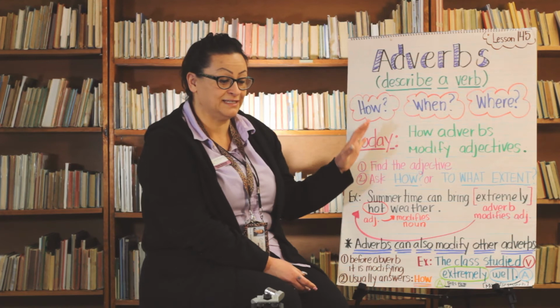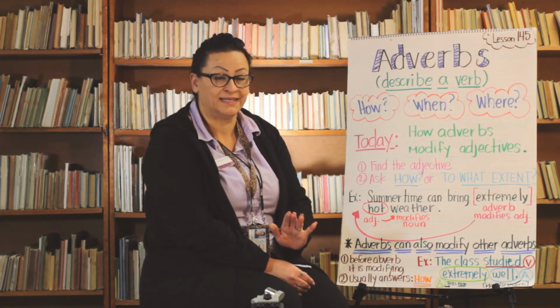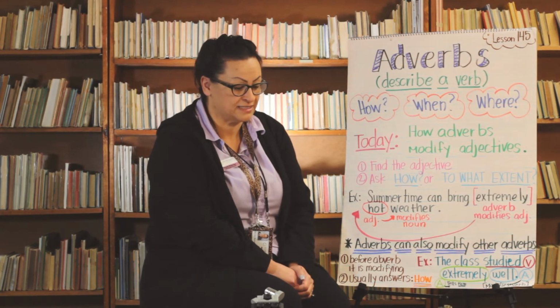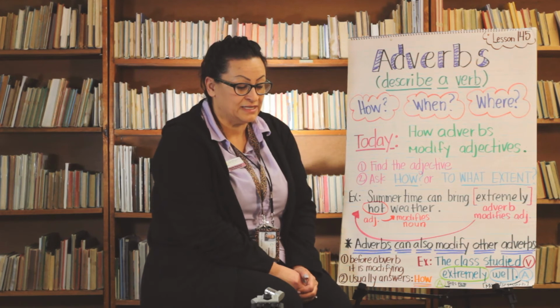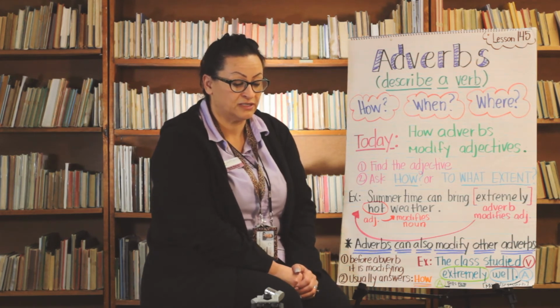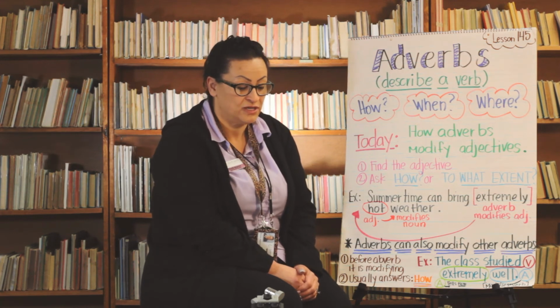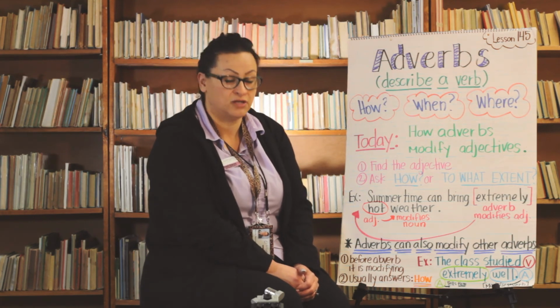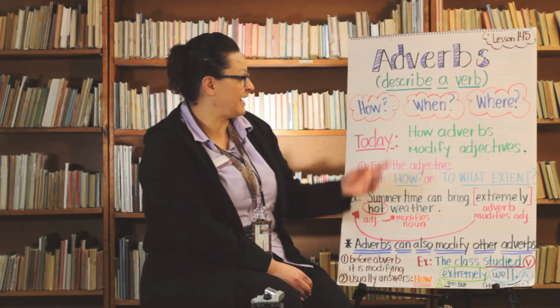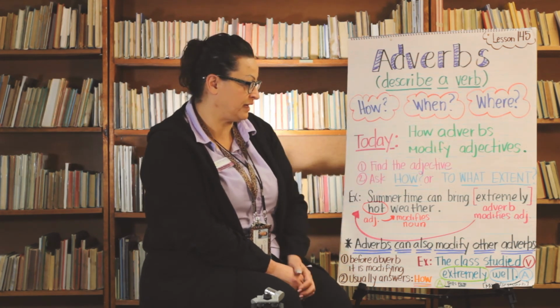So in this lesson, you guys are going to be doing Think A, Think B, and Think C in your Language C books. I'm going to do an example one for you. The instructions say to underline the adverb that modifies the adjective. The sentence is, War and Peace is an extremely long novel. So we need to ask how, when, or where. What is our adverb and what is it modifying?